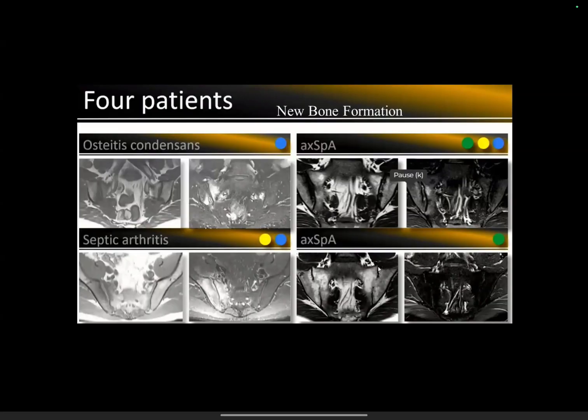What are we seeing here? We can partly trace the SI joint. We can trace it till here. There is ankylosis. We can trace it till here then. So there's fatty metaplasia of the adjacent bone and ankylosis. That's why no bone marrow edema is seen on STIR. So these are two cases of axial SPA.